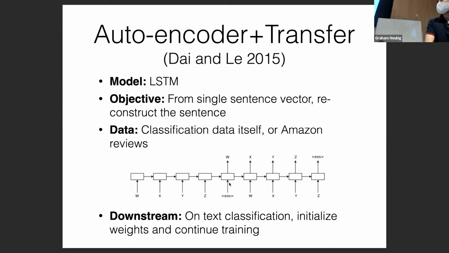To reconstruct the sentence, it would have to encode all of the information from the previous sentence, but to do classification, you'd have to have only a few keywords. Maybe that might be the case. It's actually maybe flip it on its head a little bit.